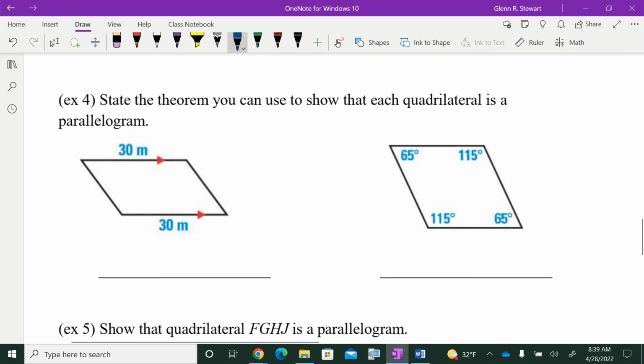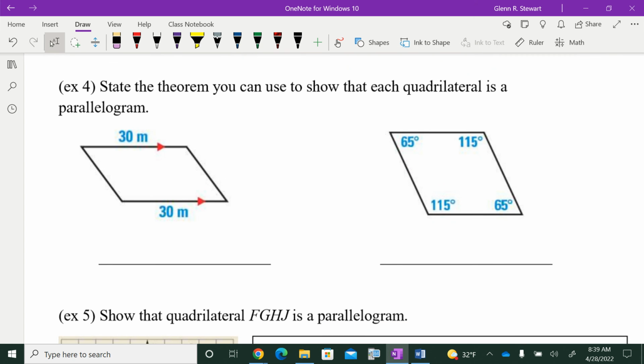Example 4 says, state the theorem you can use to show that each quadrilateral is a parallelogram. If you can't state the theorem, that's okay, but at least state the basis of one of the things that we learned within those 4 different theorems at the very beginning. Take a look at what this first one on the left, this parallelogram, is saying. It's saying that both those sides are parallel and that both of them are 30 meters. Looking back through your notes, what theorem says about parallel and congruent?